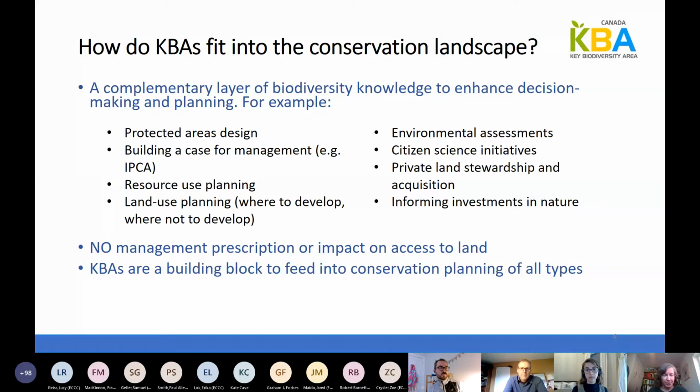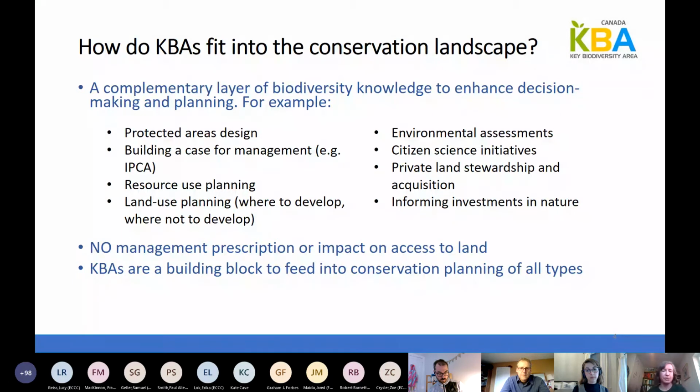Two things that I just wanted to stress before I move on. There is no management prescription or impact on access to land that comes with the identification of a key biodiversity area. Those decisions on how to make use of the information that this is a site that we need to do something with.